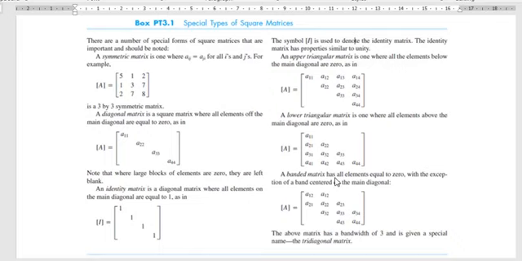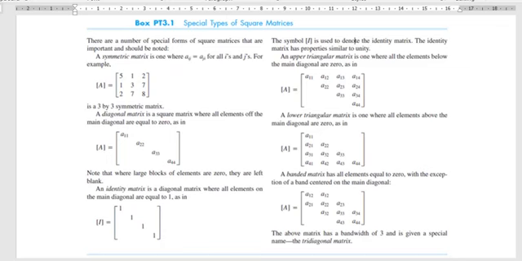Okay? Then, we have the banded matrix, has all elements equal to 0 with the exception of a band centered on the main diagonal. So, ito yung main diagonal, yung mga nakadikit daw sa main diagonal elements. So, yung wala, equal to 0. Okay, so the above matrix has a bandwidth of 3 and is given a special name, the tridiagonal matrix. So, tatlo ang kanyang diagonal.